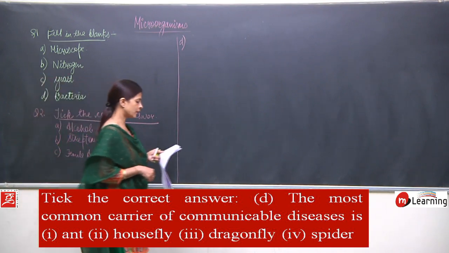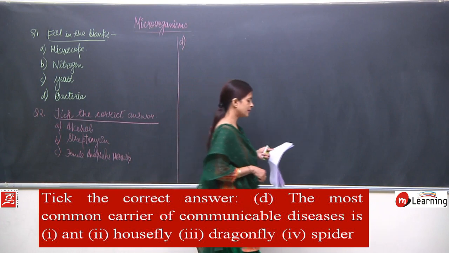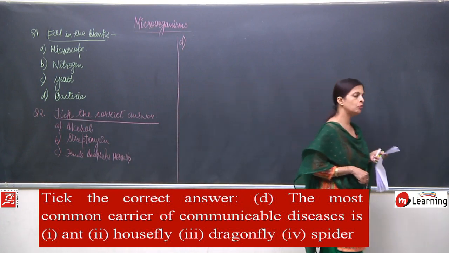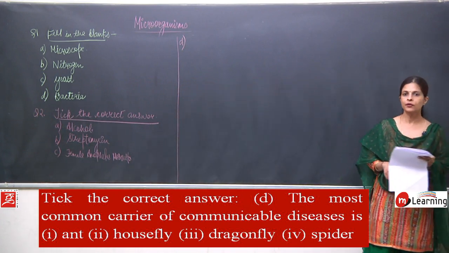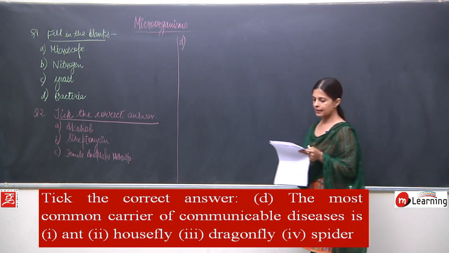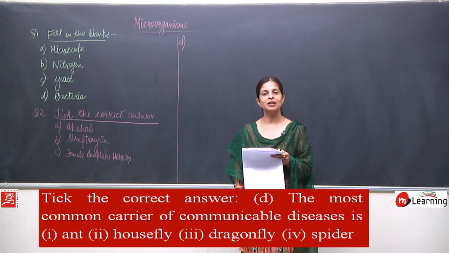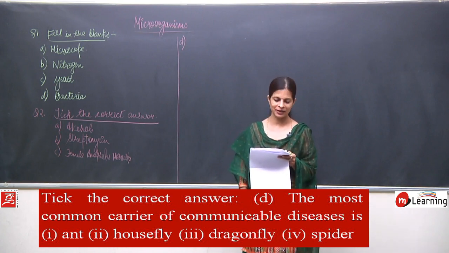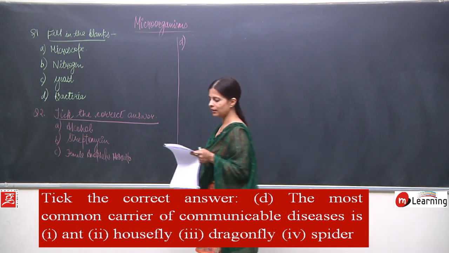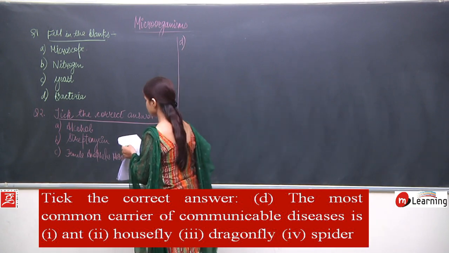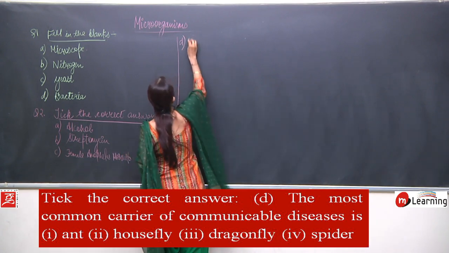So, they are asking who are the most common carriers. First they have given ant, second housefly, third dragonfly, and the fourth one is spider. The options are definitely very funny. So, we'll come to the second one. The second is the correct answer for D, housefly.